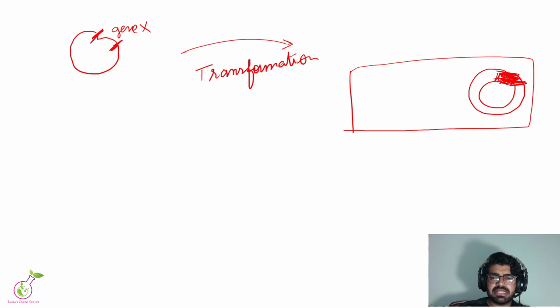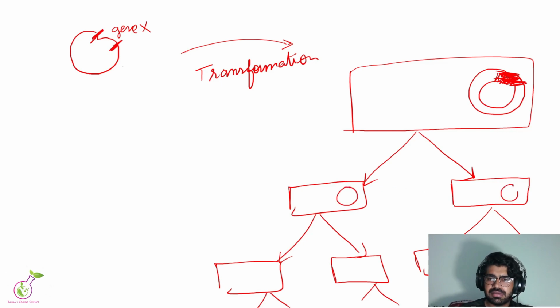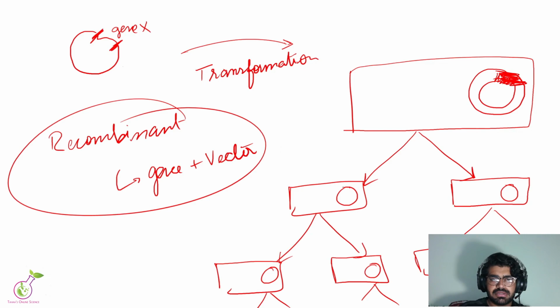Now what will happen is, we know that bacteria divide very fast as compared to normal organisms. So the bacteria will divide. This is divided bacteria. This is further divided into more bacteria, and so on. And in all of these bacteria, our recombinant plasmid, recombinant vector, that has gene plus the vector, will grow inside each of the bacteria. So this is how we will get a large amount of our gene.